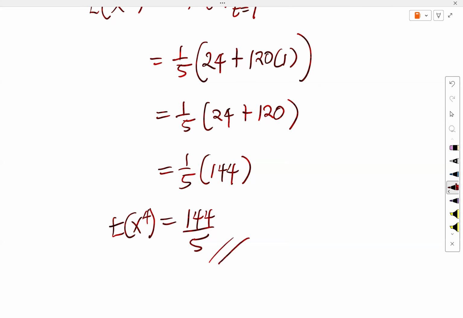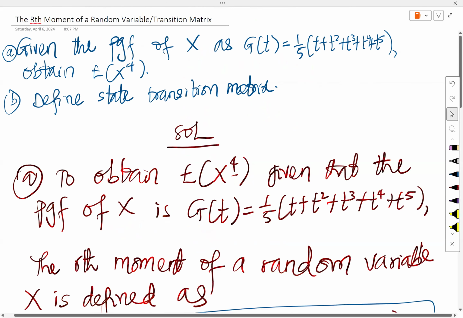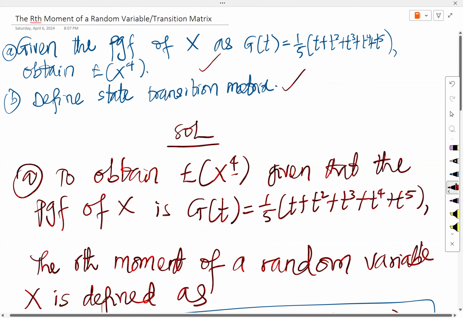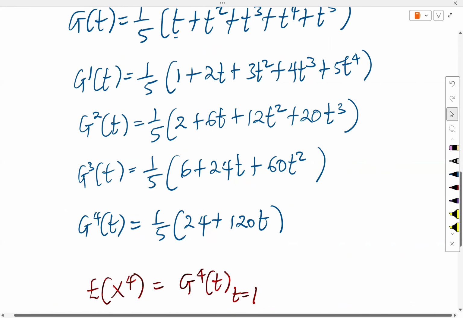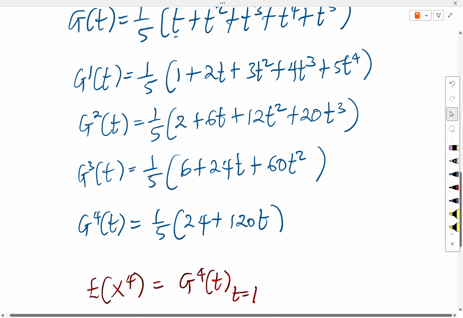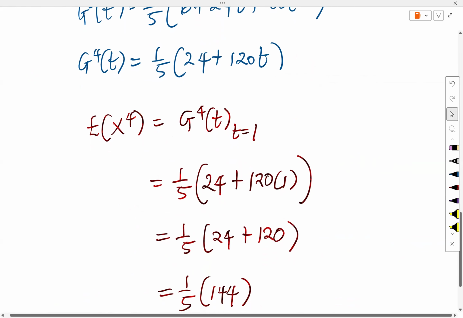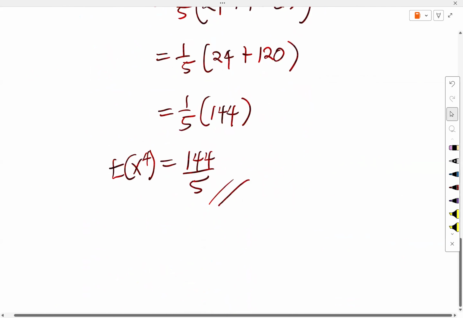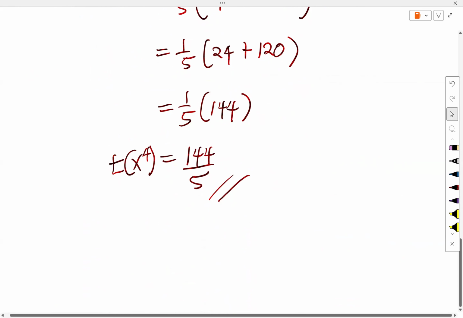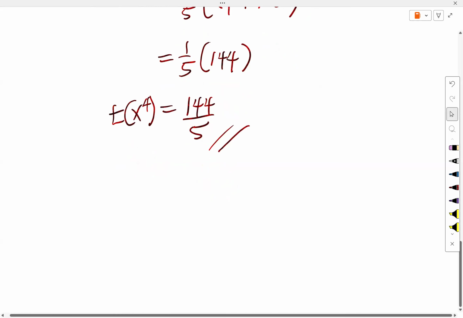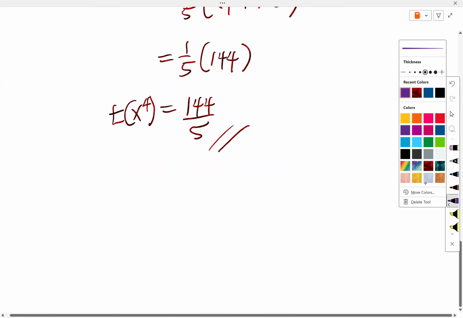So that ends that particular question. Then the second part of the question, we need to define the state transition matrix. That one is more of a general expression. So we talk about the state transition matrix in the context of Markov chains. Along the line, we'll get more clarity on the idea of Markov chains. Maybe I'll get to teach about that at some point.